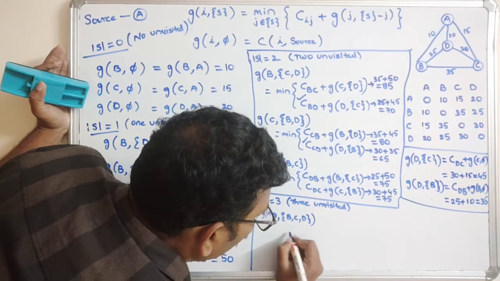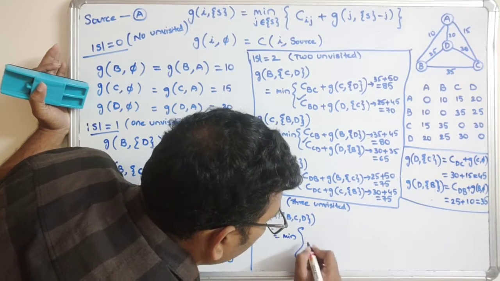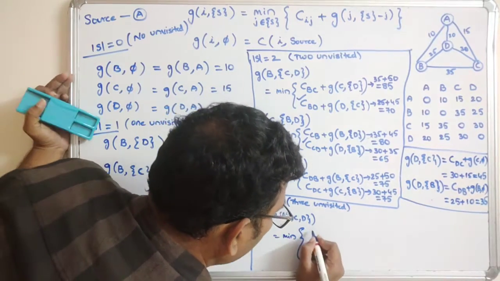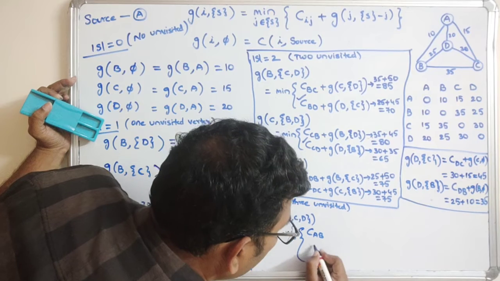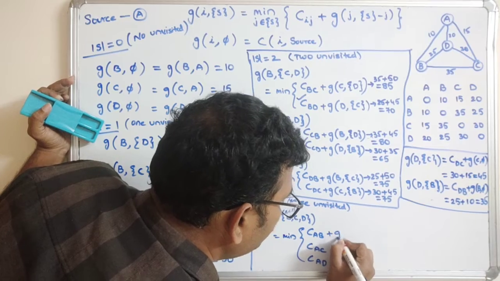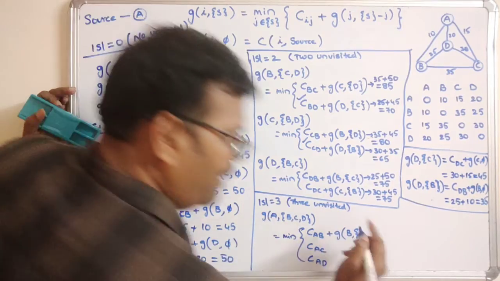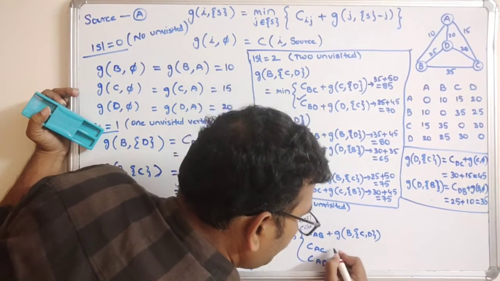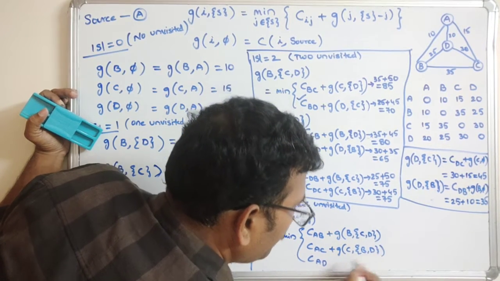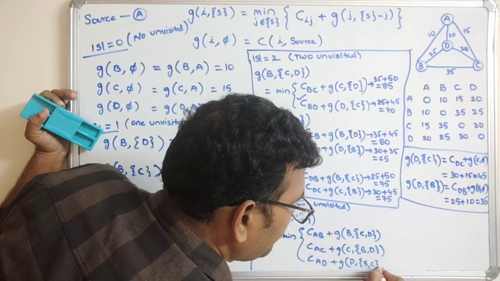So I'll write here, which will be a minimum of C of AB, C of AC, C of AD plus G of B comma, if you subtract B from the set, it will be C comma D, plus G of C comma BD, plus G of D comma BC.